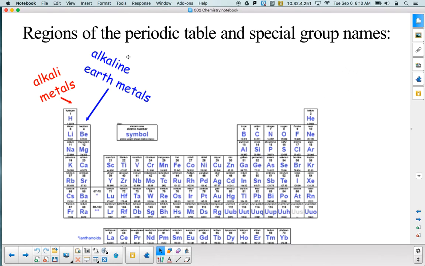Next, we will jump to the other side of the periodic table to the set of elements in fluorine's column. These elements are called the halogens and include fluorine, chlorine, bromine, iodine, and astatine.